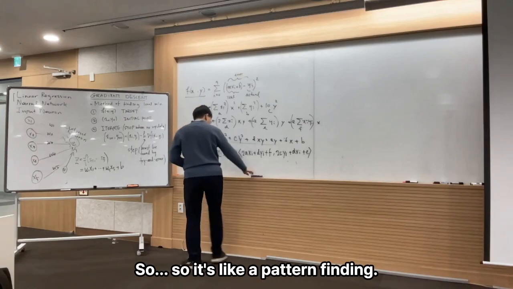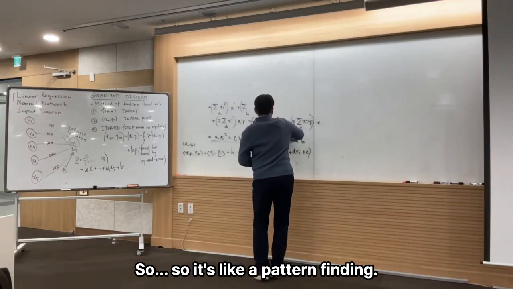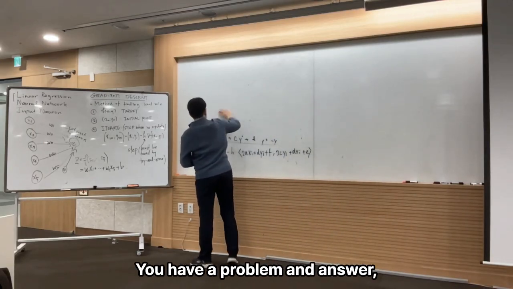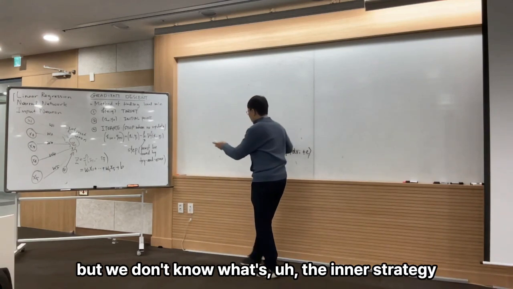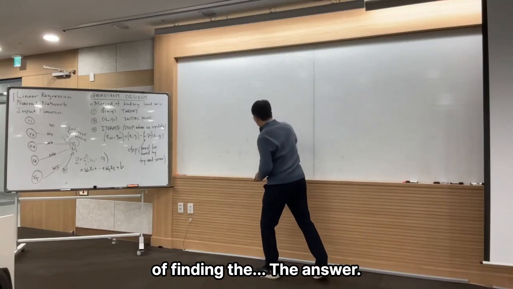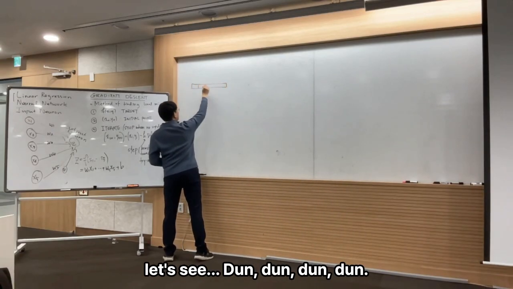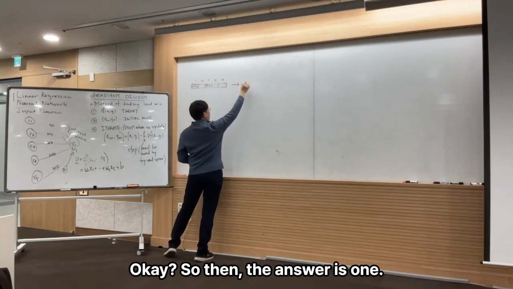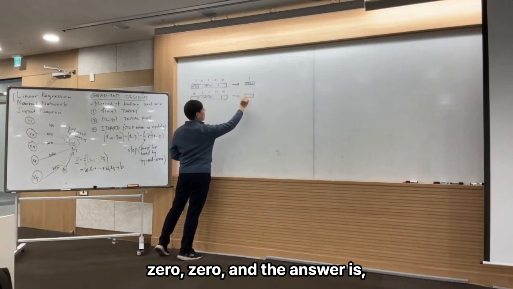So it's like pattern finding. You have an input and output. We have an answer sheet. You have a problem and answer. But we don't know the inner strategy of finding the answer. So suppose we have, let's say, 1, 0, 1, 0, 0, okay? Then the answer is 1. And then another one is 0, 1, 1, 0, 0. And the answer was 0.